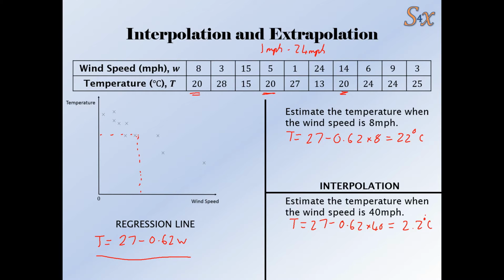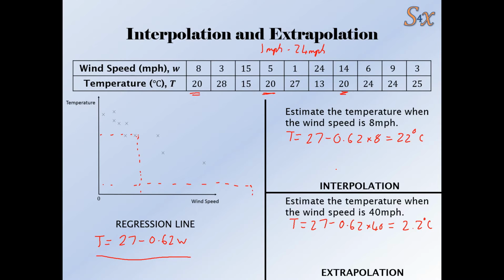Okay, so I can get an estimate, but the question is, is that accurate? The answer is we don't really know, and it's probably unlikely to be, because actually in this case we're making an estimate down here somewhere. We don't have any data for that. It's all the way across here. Very high wind speed, very low temperature. It's what we call an extrapolation.